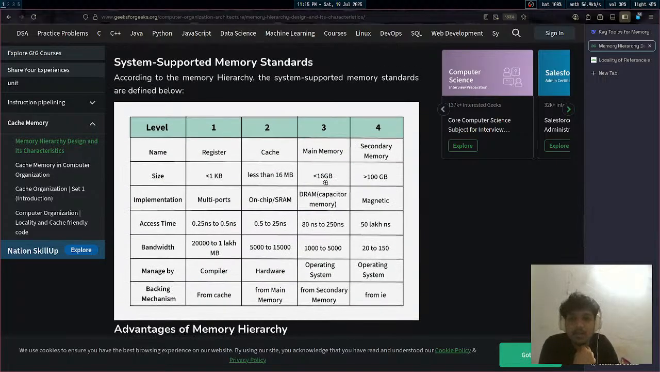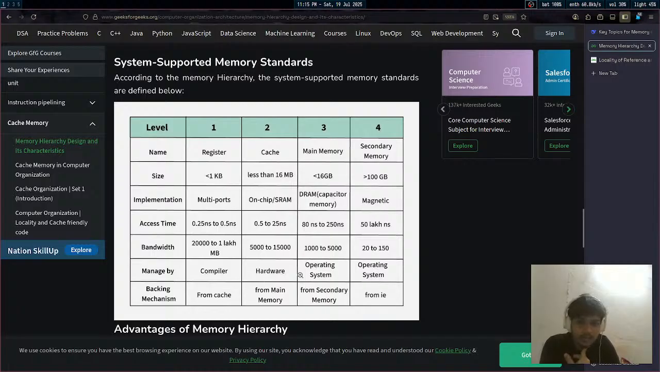System supported memory standards. Access time, yeah. Cache, sure. Main memory. And bandwidth, okay. So what is bandwidth exactly? Managed by compiler, hardware, operating system. Yeah, okay, from here, yeah, for sure.